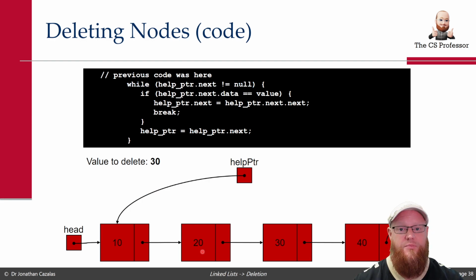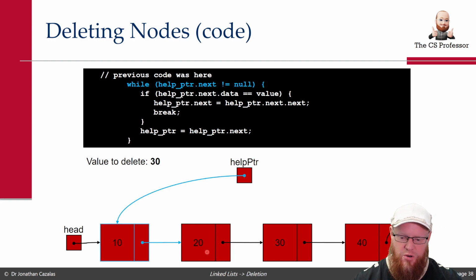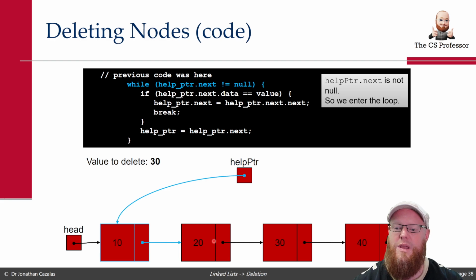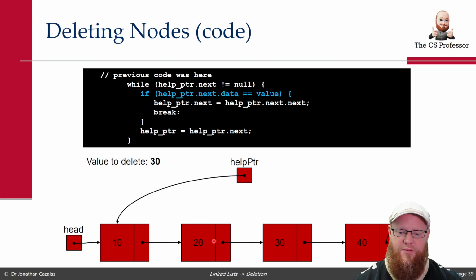I'm going to back up again. While help pointer dot next is not null, we're making sure. So 20 did a little dance there, right? Because we want to make sure that it's not null. It's clearly a valid node. So now we can enter into the while loop, and we now perform this line of code.